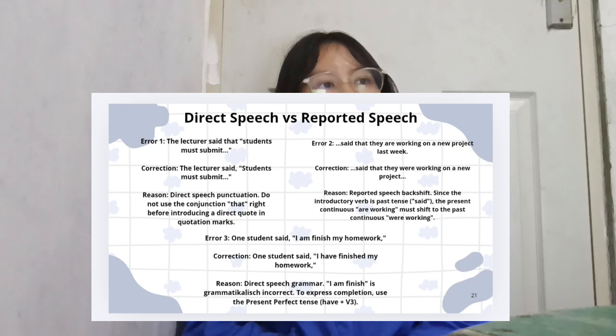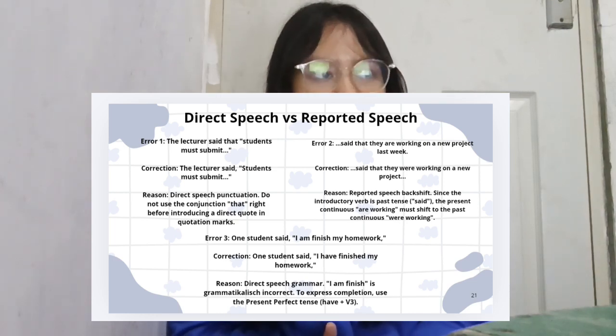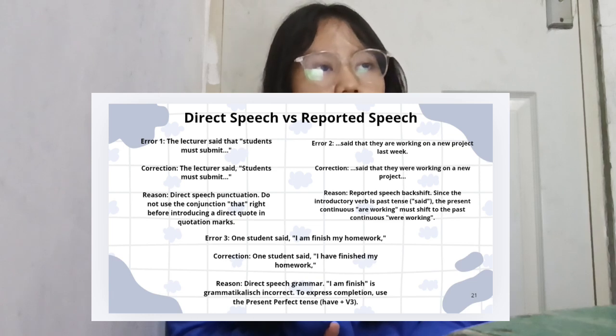Error 2: They said that they are working on a new project last week. Correction: They said they were working on a new project. Reason: Reported speech, backshift. Since the introductory verb 'said' is past tense, the present continuous 'are working' must shift to the past continuous 'were working'.